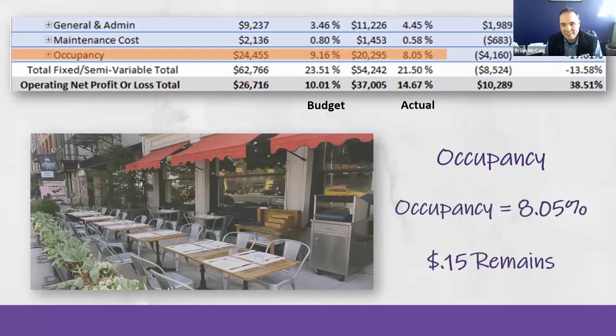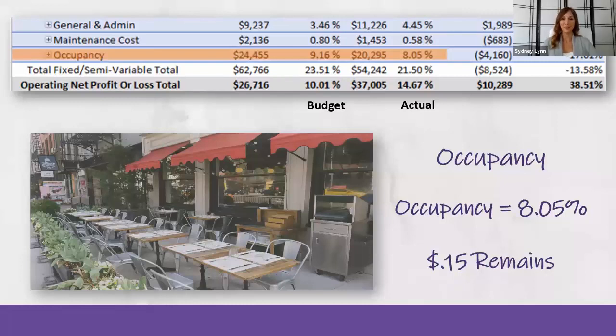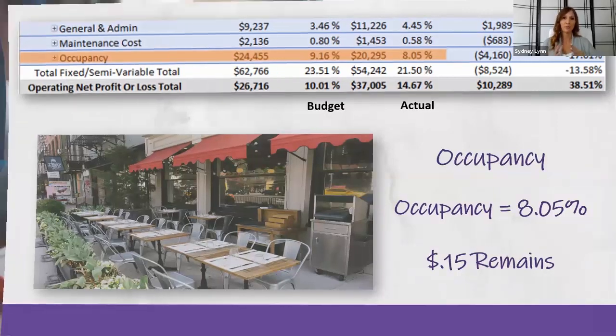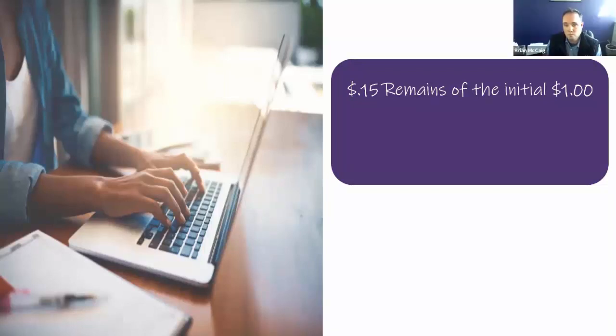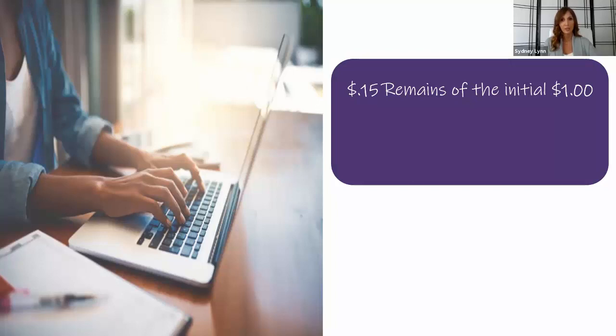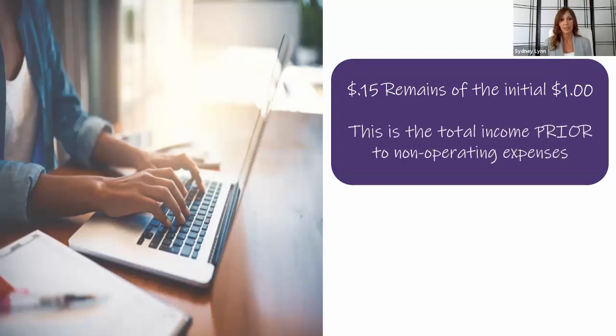8.05% here. Sydney, we're only down to 15 cents left. Well, 15 cents is kind of a good day for a lot of restaurants, especially right now. No doubt. So we've gone through all of our fixed and semi-variable cost categories. So that 15 cents, what's remaining there is your net operating income. This is the total income you have prior to those non-operating expenses, those corporate G&A and higher level overhead items that you might have. So net operating income, we've got 15 cents.